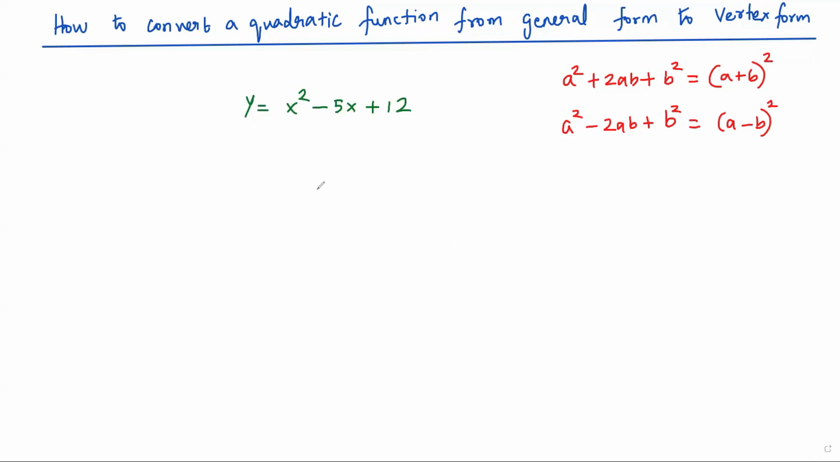Okay, here we have a quadratic function in general form, that is y equals x square negative 5x positive 12. Okay, the same thing what we have done in the previous example, we have to do in this one also.